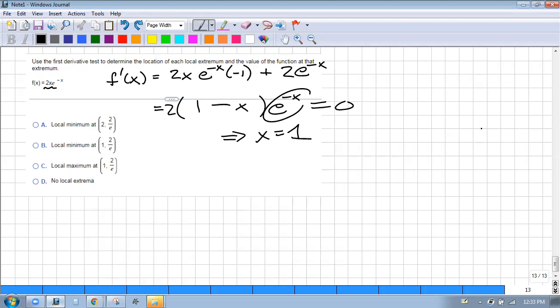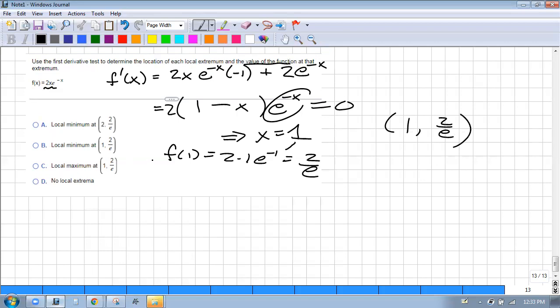We could do a test to see if it's a min or a max. But the point is, we'd have to plug this back in, f of 1. We plug it in over here because they want to know what the value of the function is. So let's get that part. We'd have 2 times 1 times e to the minus 1, so this is 2 over e. So we know an extrema happens at this point, right? So it has to be one of these. But is this a minimum or a maximum?